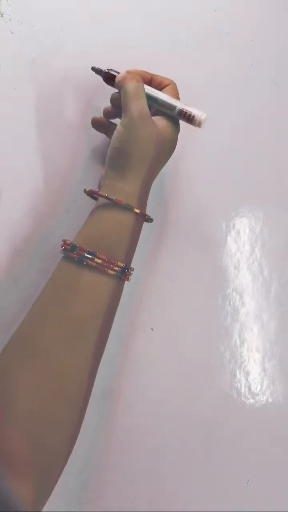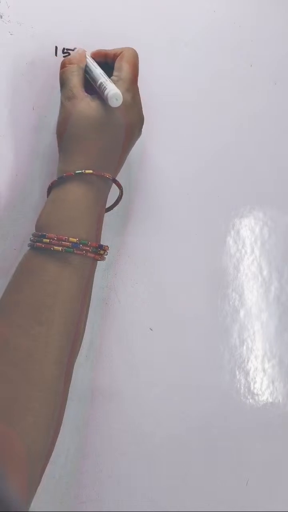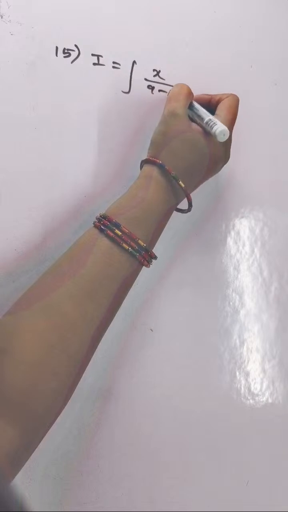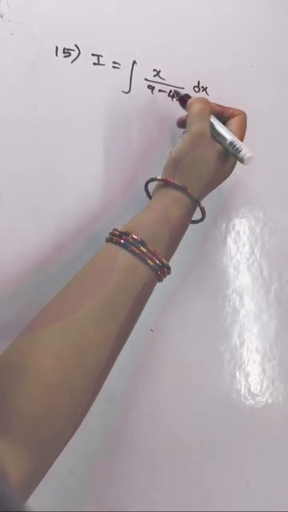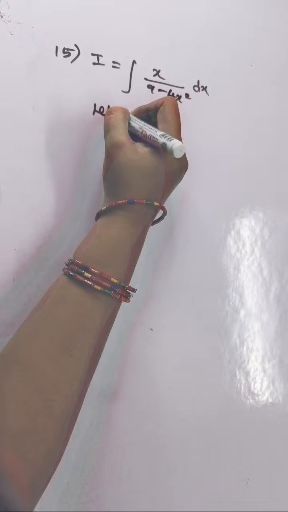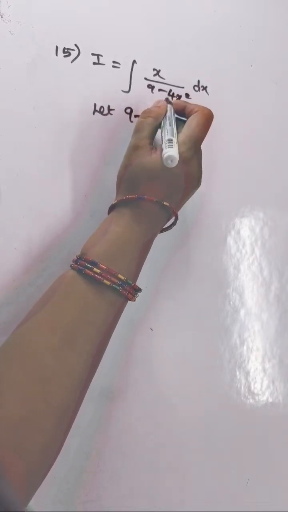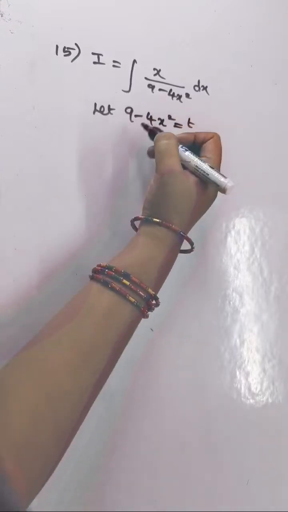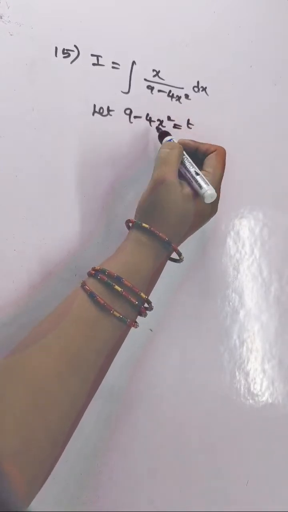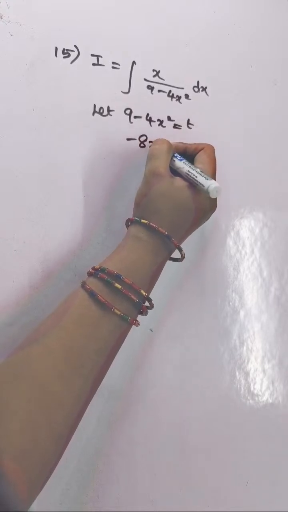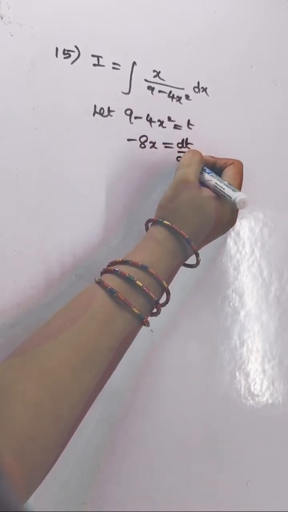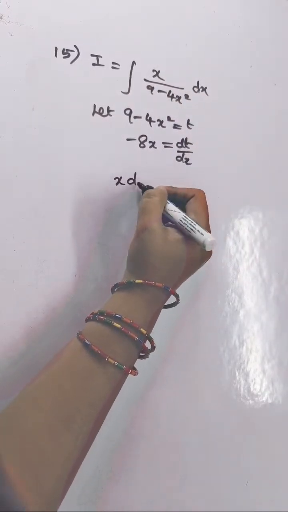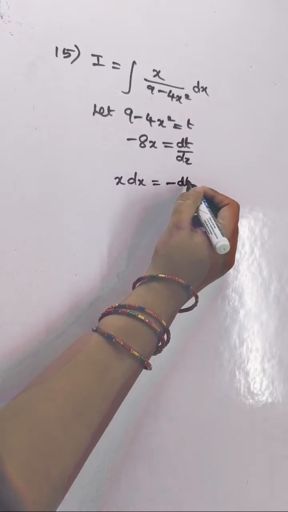Question number 15. I equals integral x by (9 minus 4x squared) dx. Take 9 minus 4x squared as t. Differentiate both sides. So this will become 0, here it will become minus 8x equal to dt by dx. Since you don't have minus 8 here, take that to the right side. So x into dx is equal to minus dt by 8.